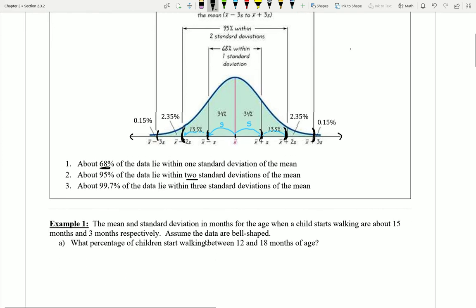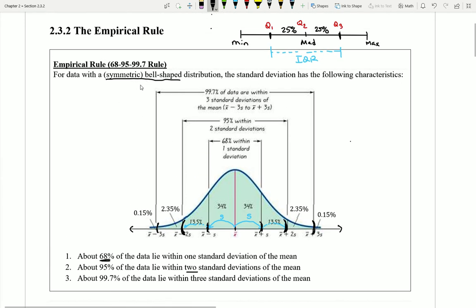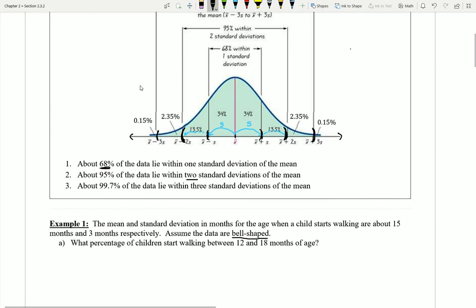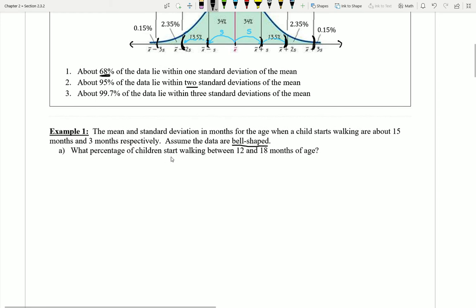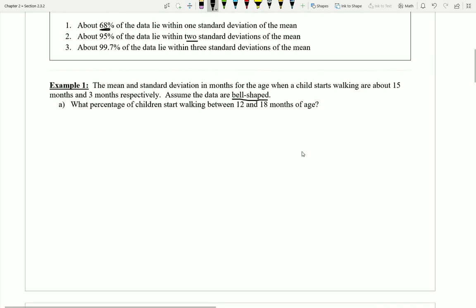Here's something great. Assume the data that we have are actually bell-shaped. Notice that once I know the shape of the distribution, I can use the empirical rule to help answer some questions. So let's see. What percentage of children start walking between 12 and 18 months of age?